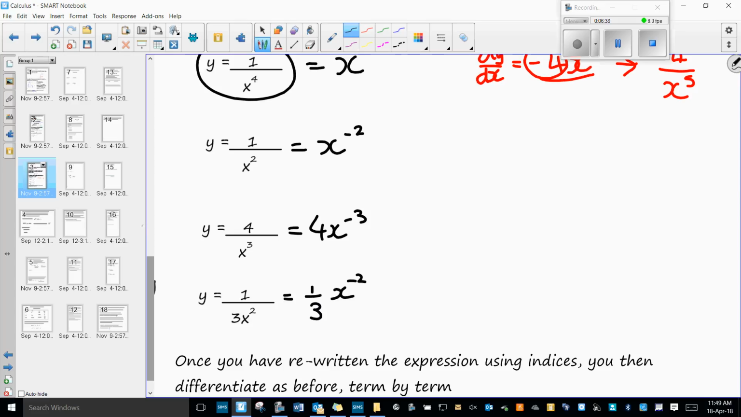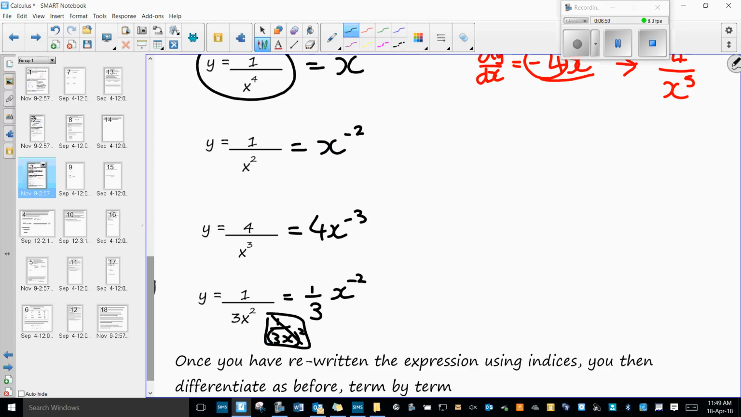Now, had this been in some kind of bracket, so if this had been 1 over 3x all squared, then you could have moved it. And it would have been 3x to the negative 2. Yeah, because the 2 times 3. Okay? But that is a different question.